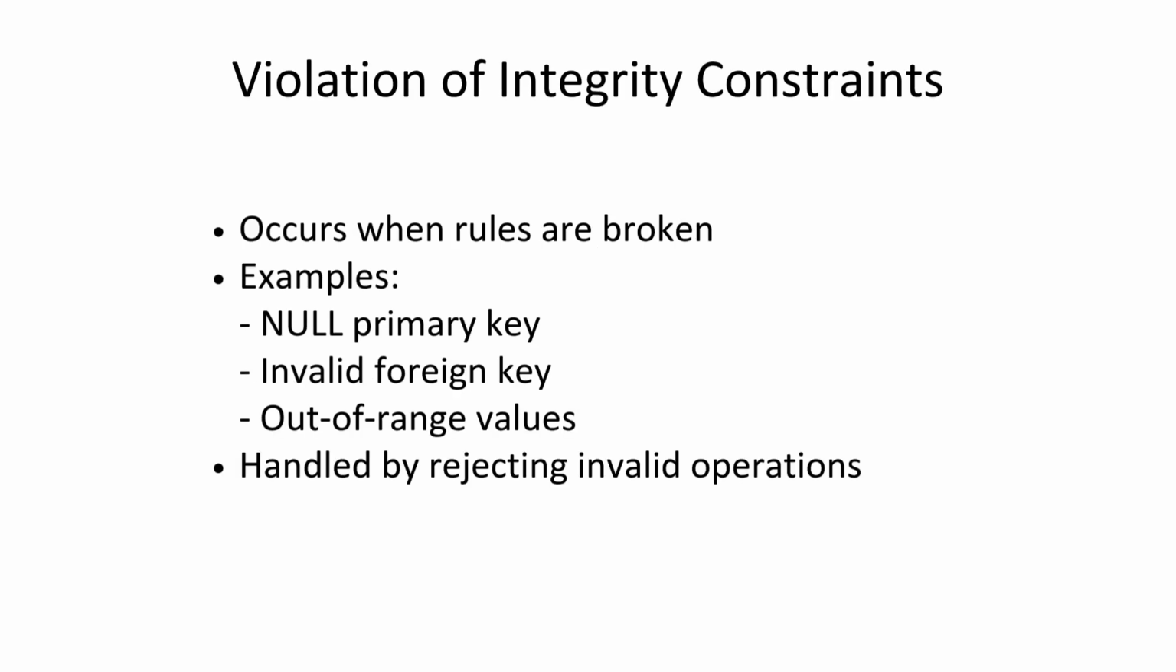Violation of integrity constraints. Violation of integrity constraints occurs when data doesn't follow the rules set by the system. Examples include trying to insert a null value in a primary key field, entering a value outside the allowed domain, or using a foreign key that doesn't match any existing value. These violations are usually blocked by the database system to preserve accuracy and consistency.